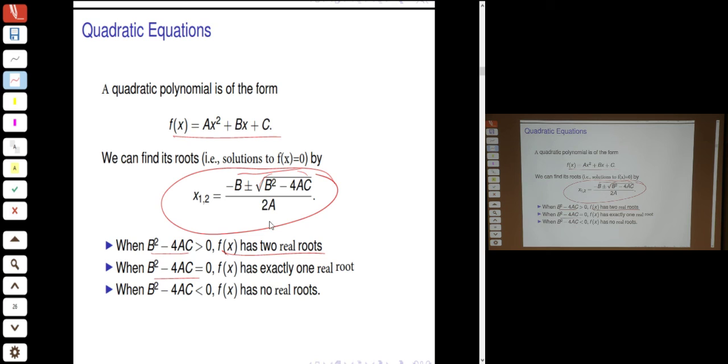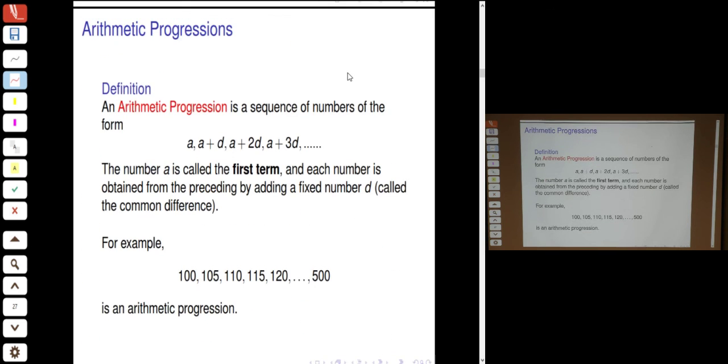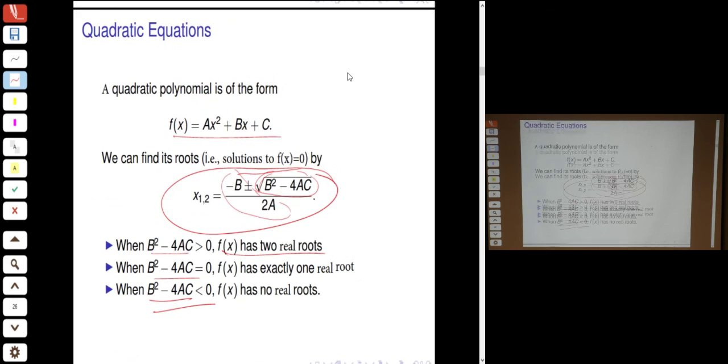And if b squared minus 4ac is 0, basically this is 0, so there is only one solution, which is minus b over 2a. And if b squared minus 4ac is less than 0, then this is the square root of a negative number, which is not a real number, so it has no real solution, right? There is no real number which solves this equation. Any questions about this?